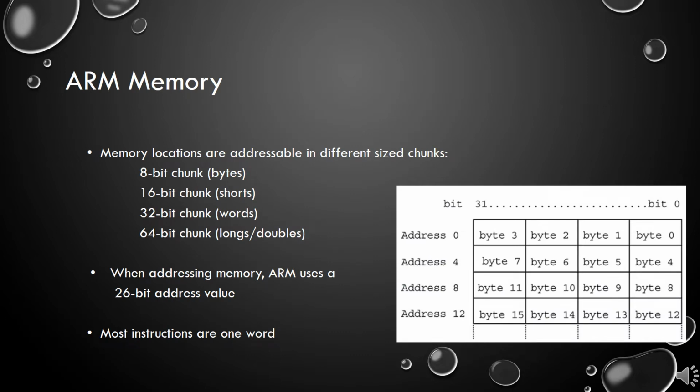ARM memory. ARM uses byte memory addresses. Each instruction is 32-bit wide. Addresses of consecutive instructions differ by 4. Memory locations are addressable in different size chunks. They could be 8-bit, 16-bit, 32, or 64 bits. The 8-bit is considered as bytes, 16 as shorts, 32 as words, and 64 as longs or doubles. Also, when addressing memory, ARM uses a 26-bit address value, and most instructions are one word.